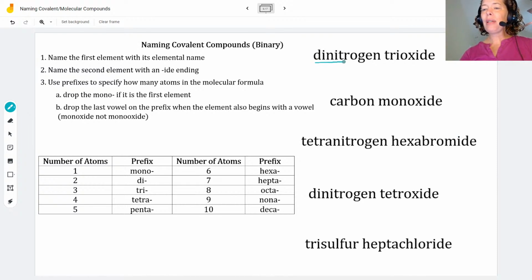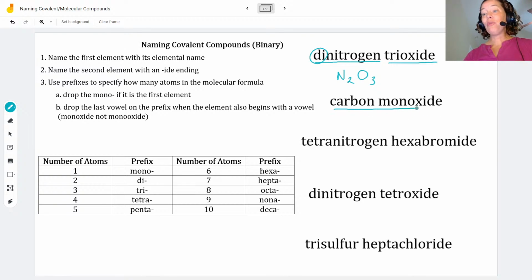My first element is dinitrogen. Well, nitrogen is written with an N. It is dinitrogen, which if I go to my prefixes, you can see di means 2, so that is N2. Trioxide, oxide comes from oxygen. Tri is a prefix for 3 atoms. So that is N2O3. Okay, let's go to my next one.